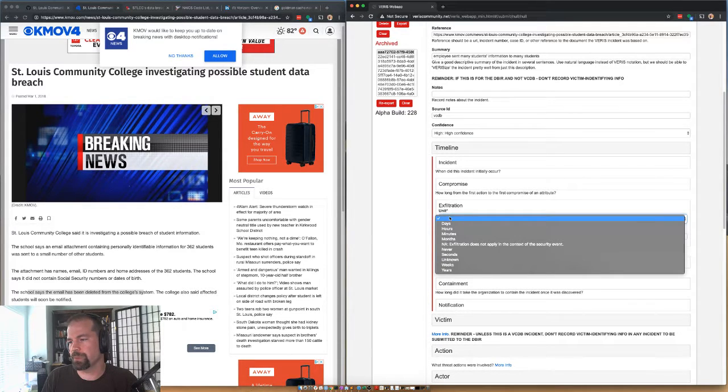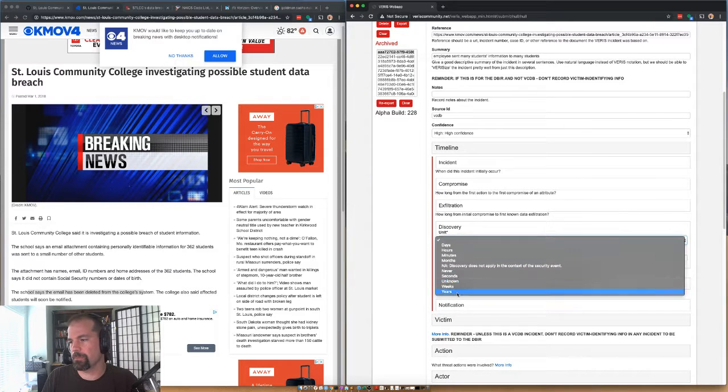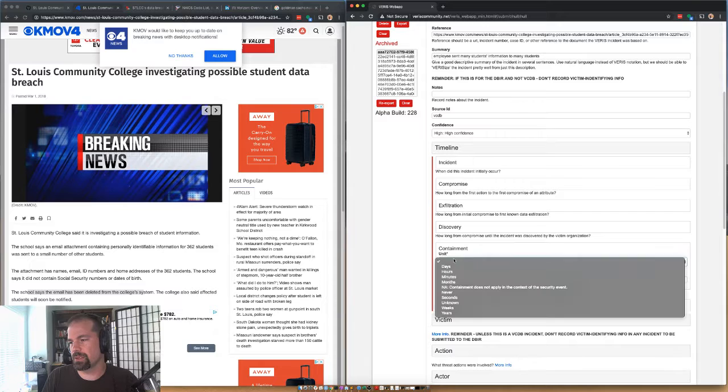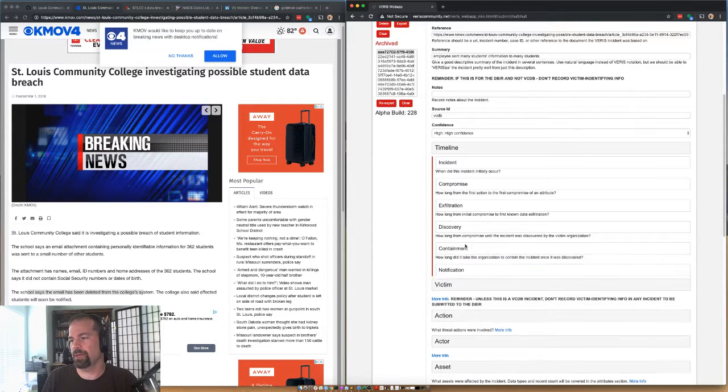Exfiltration. Remove that. Discovery time, we really don't know. And containment. We know it was relatively quickly, as far as they could. They pulled back the email. But again, we don't really know a whole lot about it.